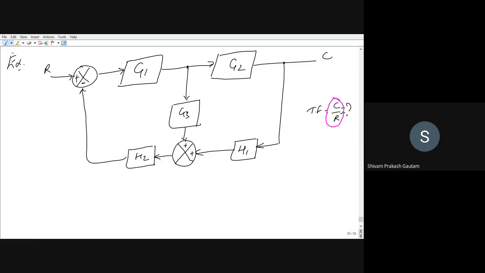Now again you have to apply your logic, right? Now let us consider our first case. What will happen if I move to this point? These two blocks will be in cascade. This problem is solved, but you will again be having a loop where G3 is there and H2 is there, and this gain will also be there, right? So let us just see and consider when we move the block to the other side.